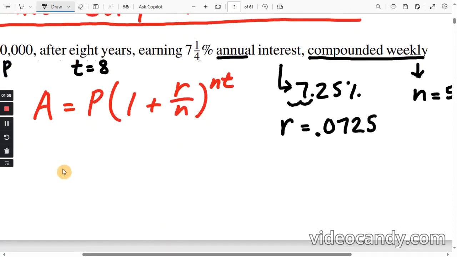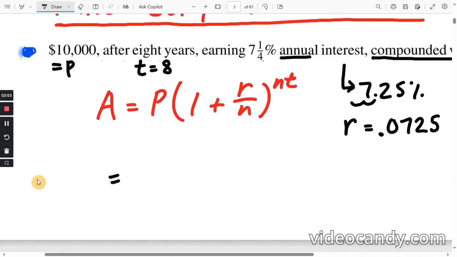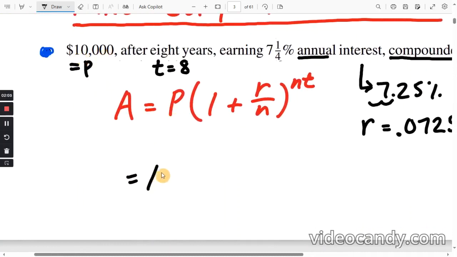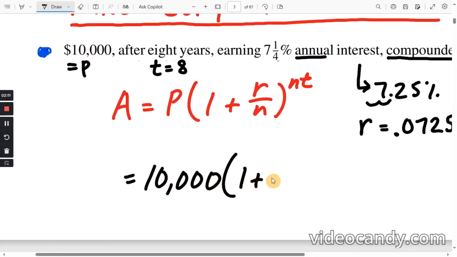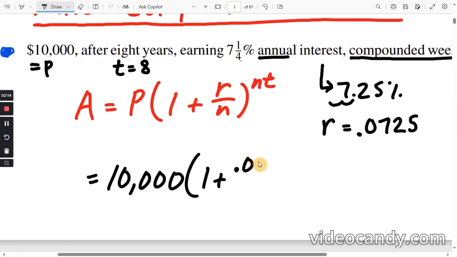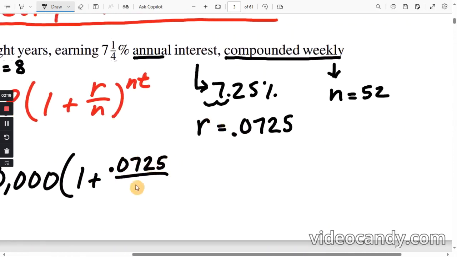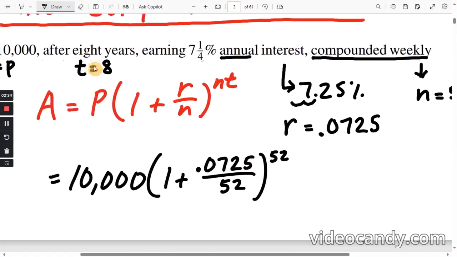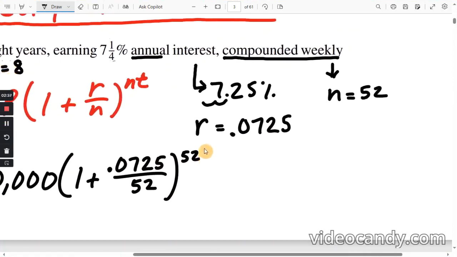Now we're just letting the formula do the work. The accumulated amount A is the principal P, that's 10 grand, times 1 plus R, where R is 0.0725, divided by N, that's the number of compounds we said is 52. Usually it's the number of times per year. Again, N we said was 52, and that is times T. We said T was 8 years, so the exponent is actually 52 times 8.